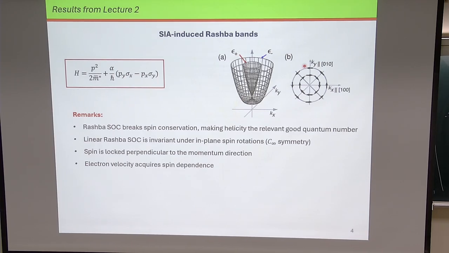One of the things here also is that this has a symmetry, C infinity. It means it has an axis of rotation such that any rotation keeps the system unchanged. So it has rotational invariance around rotations in the plane. Whatever you do, you can rotate these Fermi contours as you want, you will always get the same. That's essentially the symmetry of this Rashba spin-orbit coupling.